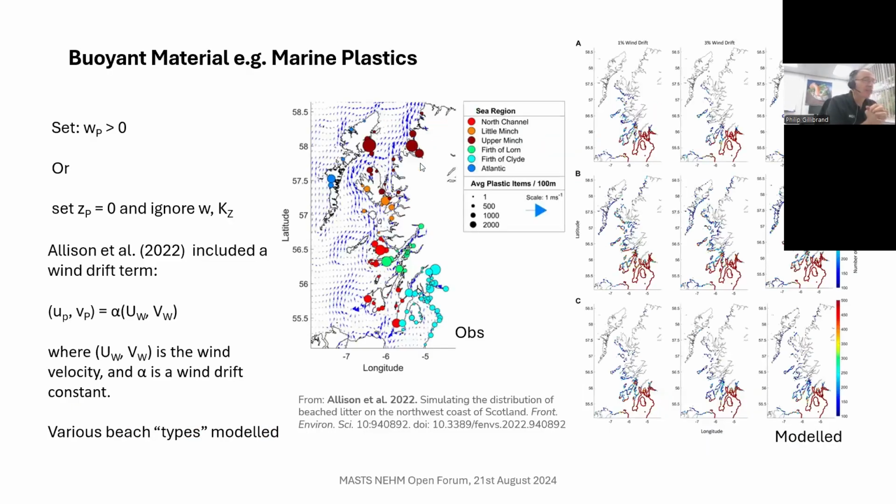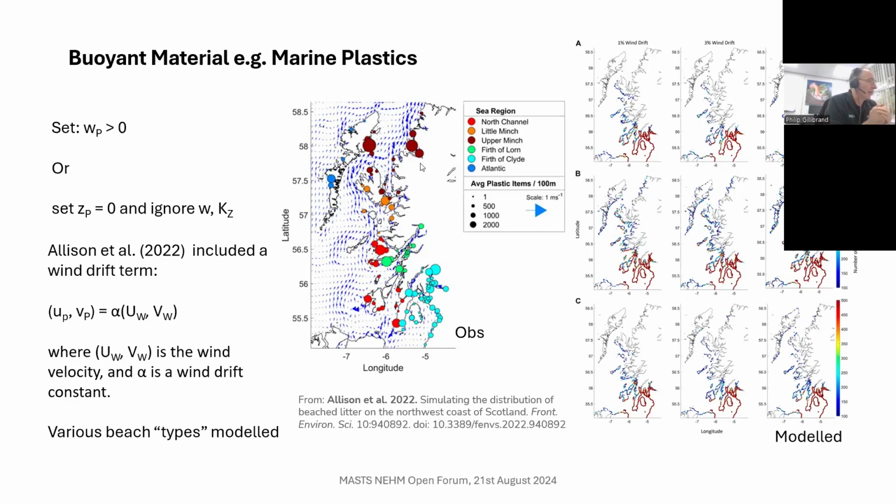So I'm going to go straight into some examples that I've found in recent literature. Nicole Allison has been doing some nice work on plastics around the west coast of Scotland. Plastics are relatively simple and they're buoyant, so they sit on the sea surface. You can do that either by setting a buoyancy term, so WP is greater than 0, which lifts everything up to the surface, or even simply set the depths of your particles to 0 and ignore the vertical velocity and the vertical diffusion terms, so that the depth of your particles is always 0.